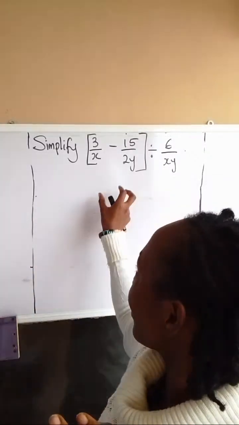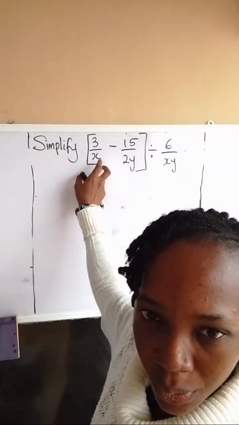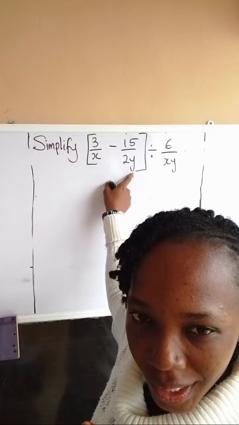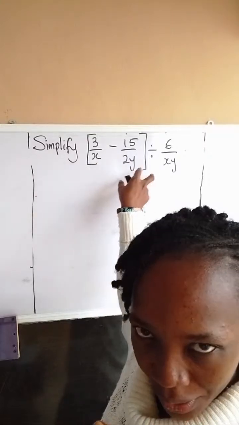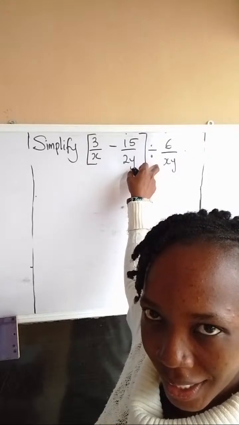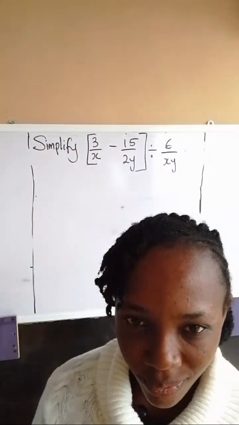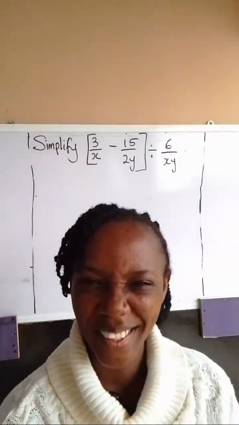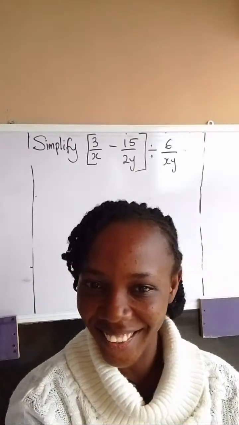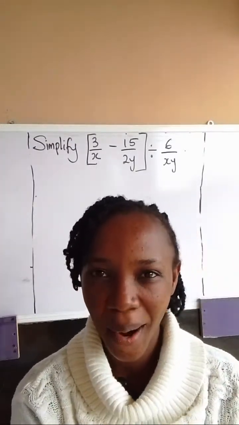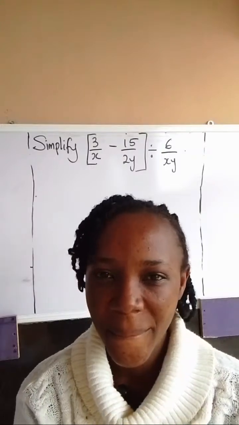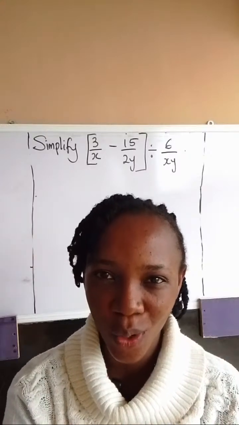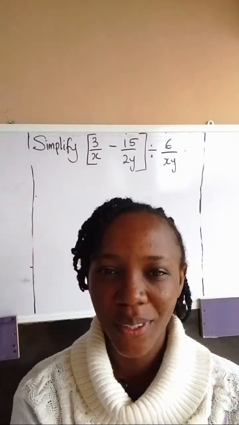You have to look for the LCM, the lowest common multiple, in this bracket between x and 2y. And then you solve, and then you come out, and you meet this division. Seems this question is confusing. Is it confusing? Let's go. A minute to go. You can solve it. You can do it.